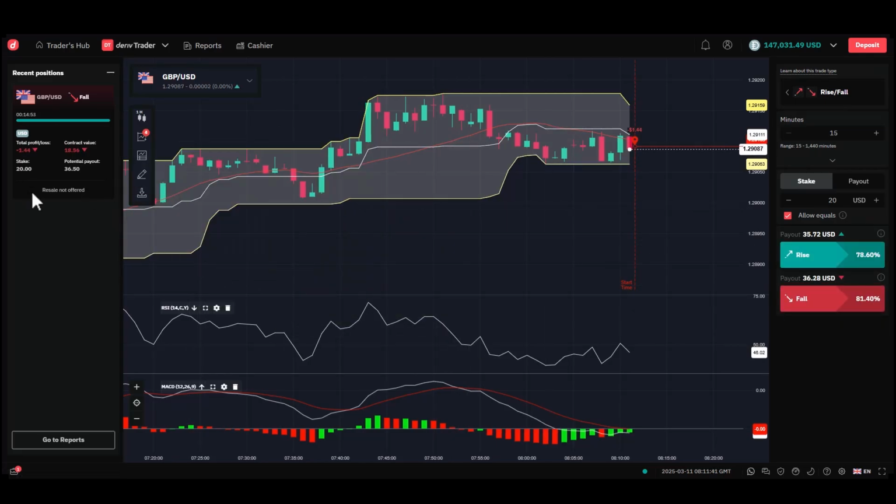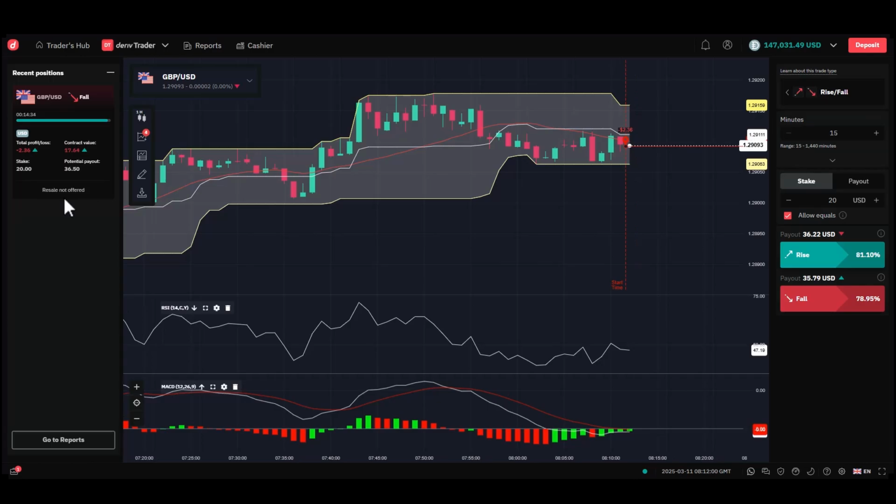At the moment it's saying resale not offered. Some options you can actually resell. So you can close out and either take the profits early, or you can say it's not going your way. You can maybe salvage some of the premium. So let's say you've risked $20 and it's not going your way, and you got a resale back of say $10. You can take the $10.